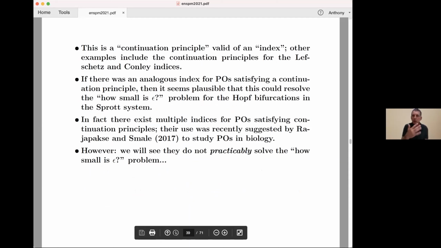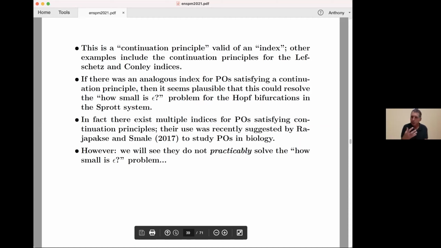So this is a continuation result for the index of a function, and there are other continuation principles. There's the Lefschetz and the Conley index, which apply to various ODEs. They're famous results in that regard. And the question is, is there an analogous index for these periodic orbits that we're looking at? So that's really the idea. And in fact, there exist multiple indices for periodic orbits satisfying continuation principles.